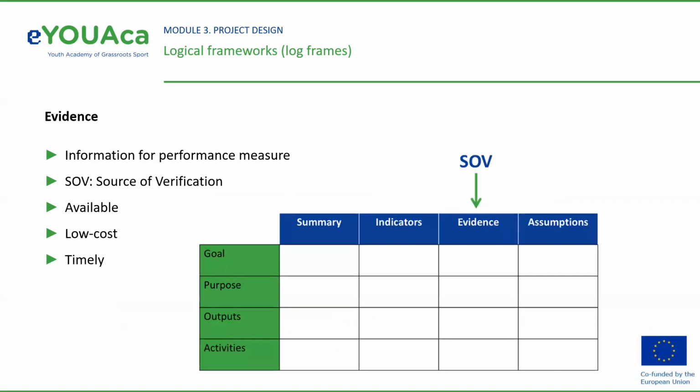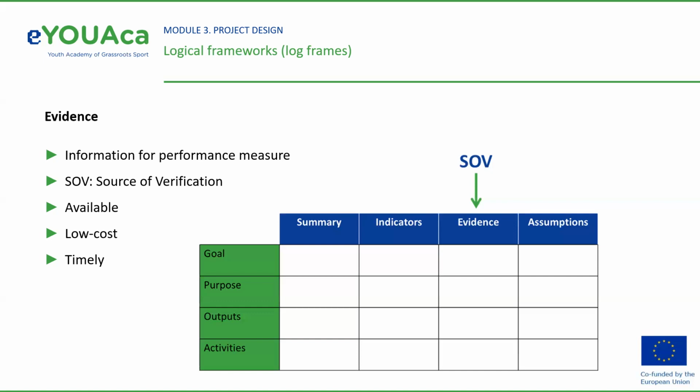Now, let's see the evidence column. Evidence refers to the source of the information needed to measure indicators and thus performance. Who will be responsible for collecting it and how often? Evidence indicates where and in what form information on the achievement of the goal, the project purpose, and the outputs can be found and described by the objectively verifiable indicator.